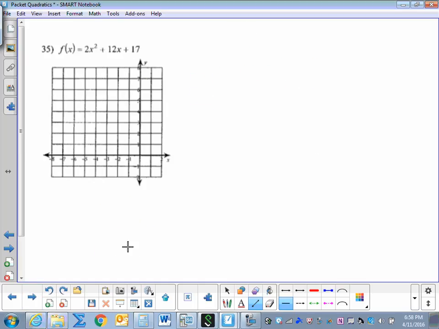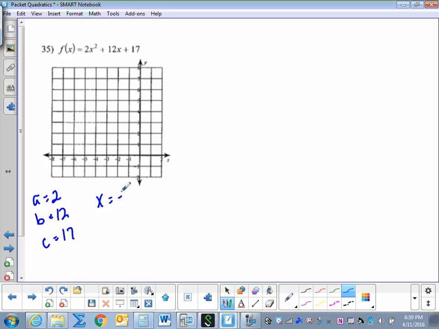All right, so now we can take that information and use it with our graphing calculator to easily graph a quadratic function. We're going to find the vertex, and then use the graphing calculator to give us some additional points to graph. The first thing we need to do is identify a is 2, b is 12, c is 17, and x equals negative b over 2a. So negative 12 over 4, which is negative 3.